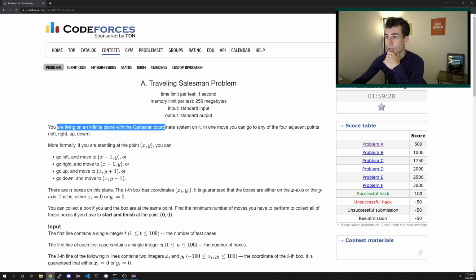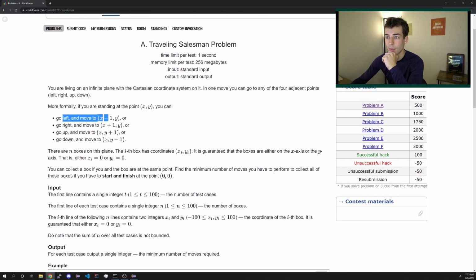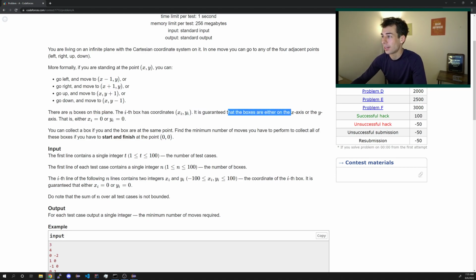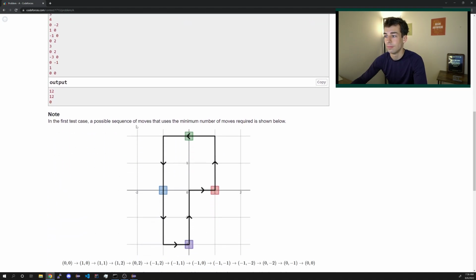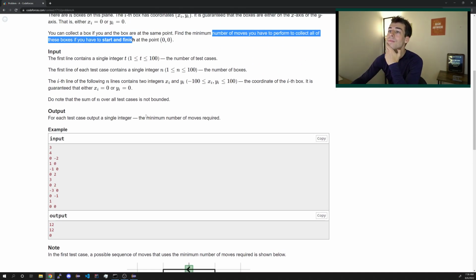Traveling salesman problem. You're living on an infinite plane with a Cartesian coordinate system on it. In one move, you can go in any of the 4 adjacent points: up, down, left, right. More formally, if you're standing at some point, you can go left, up, down, right. There are n boxes on the plane. The ith box has this coordinate. It's guaranteed the boxes are either on the x or y axis. You can collect a box if you and the box are at the same point. Find the minimum number of moves to collect all these boxes if you have to start and finish at 0,0. Can you do it in any order?